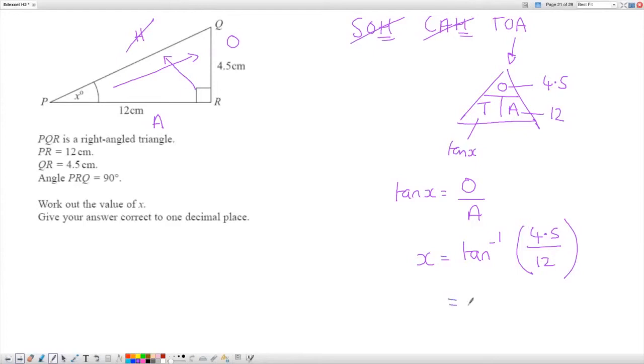If you put that into your calculator now, you should come out with the answer 20.556. To one decimal place, we look at the second decimal place. This number's a big number, so this one goes up, 20.6. So our angle here in the triangle is 20.6, correct to one decimal place.